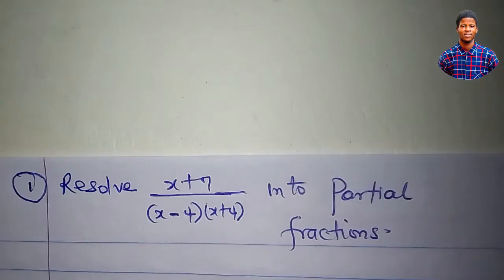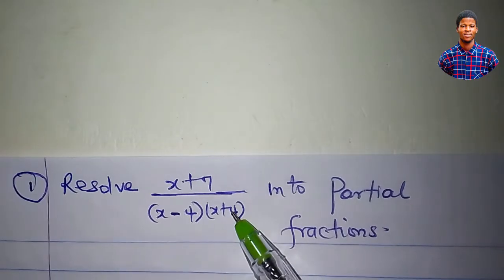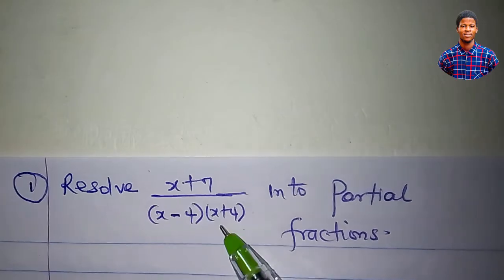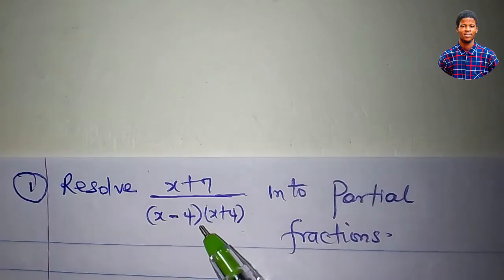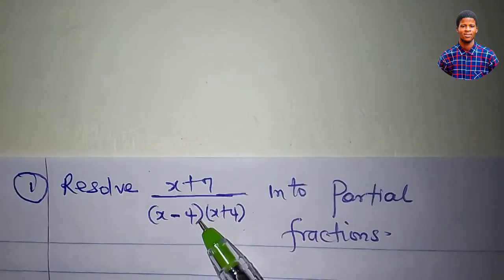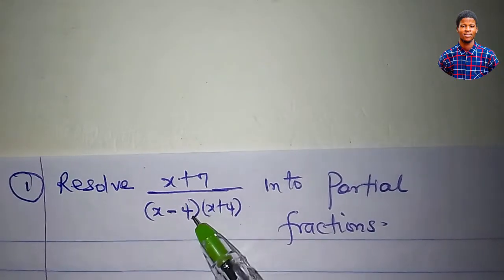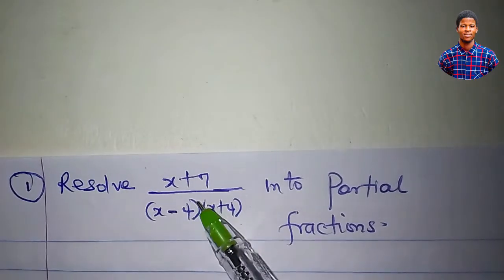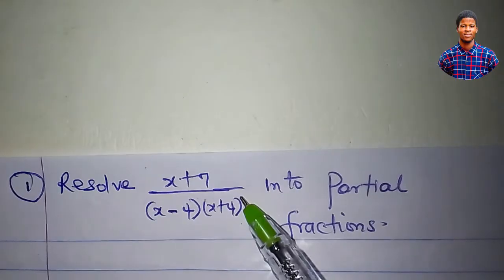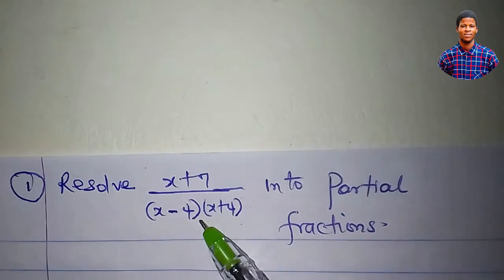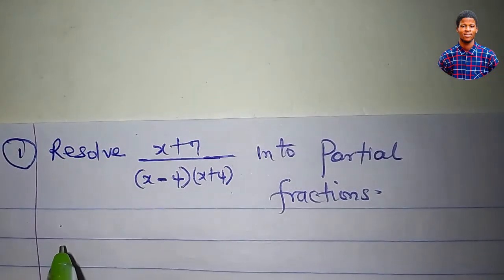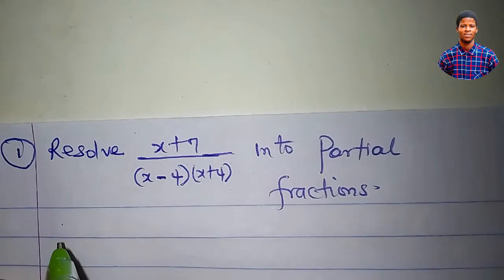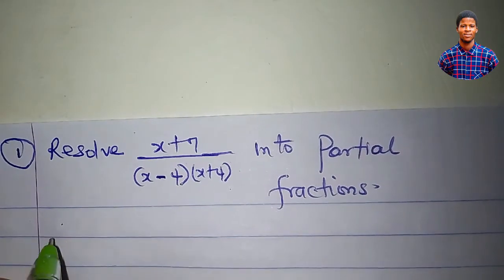The first question says, resolve (x + 7) over (x - 4)(x + 4) into partial fractions. This is a compound fraction that has linear factors at the denominator. None of these two factors is repeated. I only have x - 4 to the power of 1 and x + 4 to the power of 1. So no repetition here. We call this non-repeated linear factors. And this is how to resolve a fraction with non-repeated linear factors at the denominator.